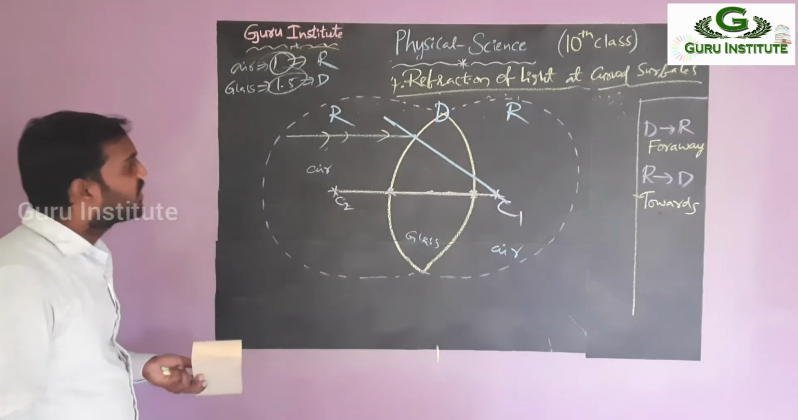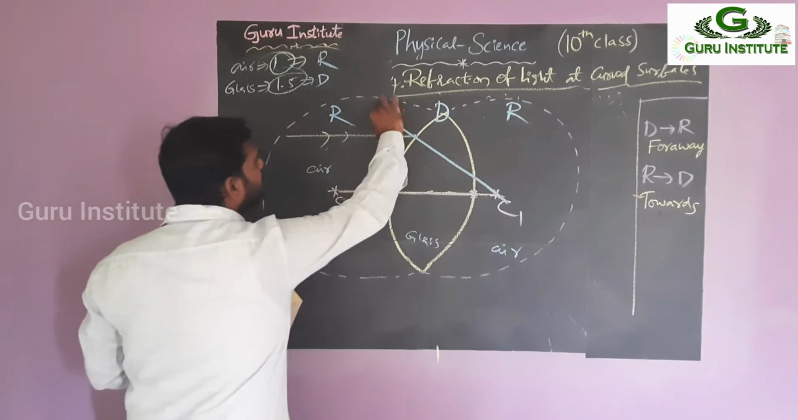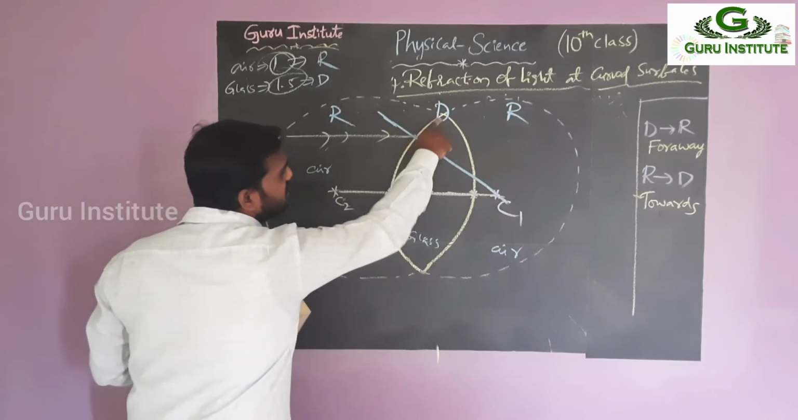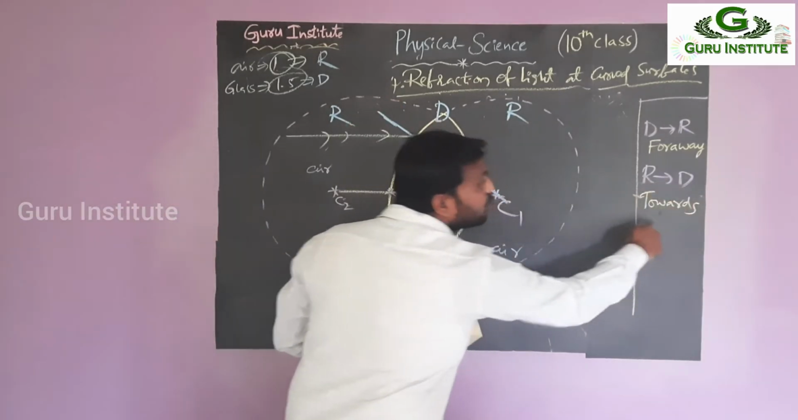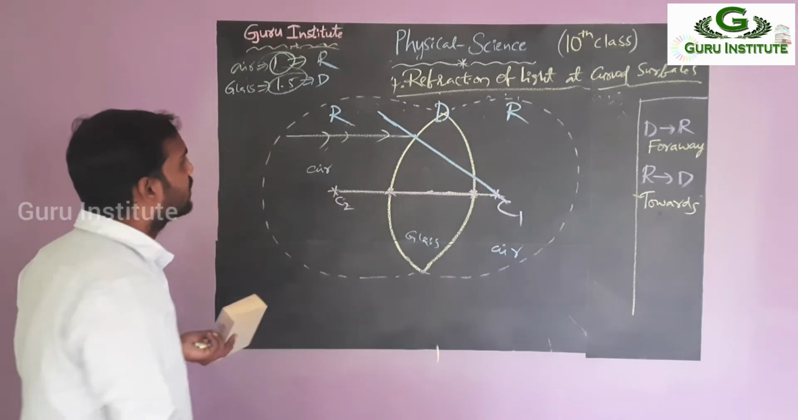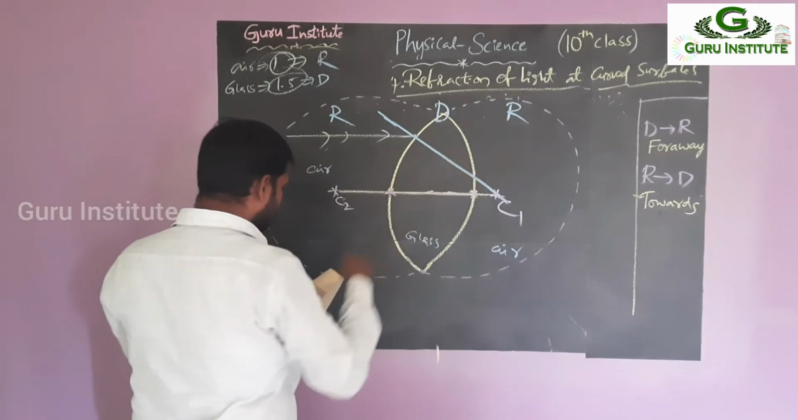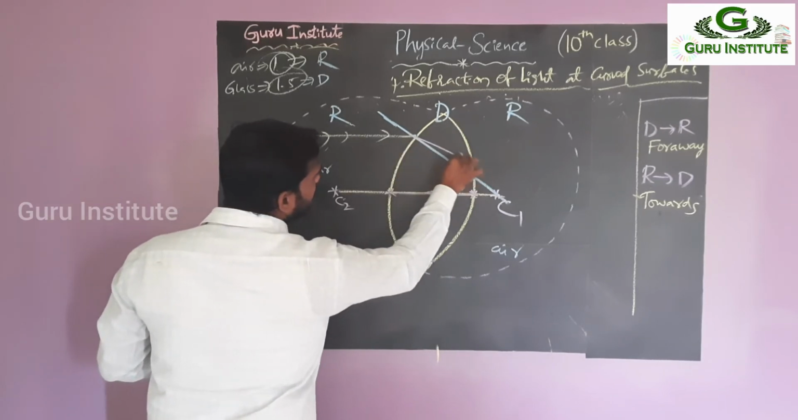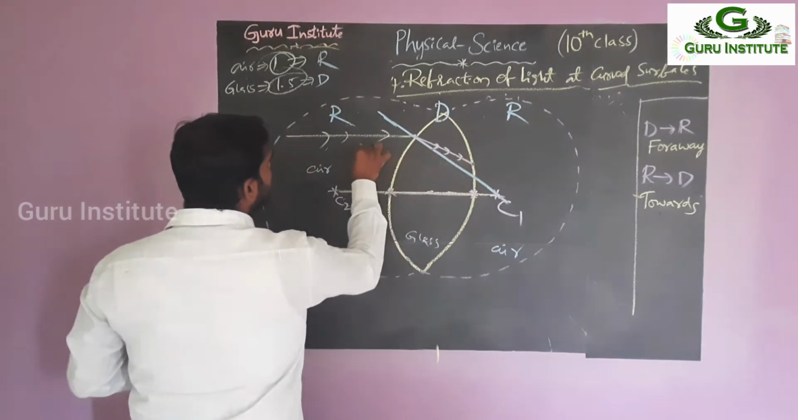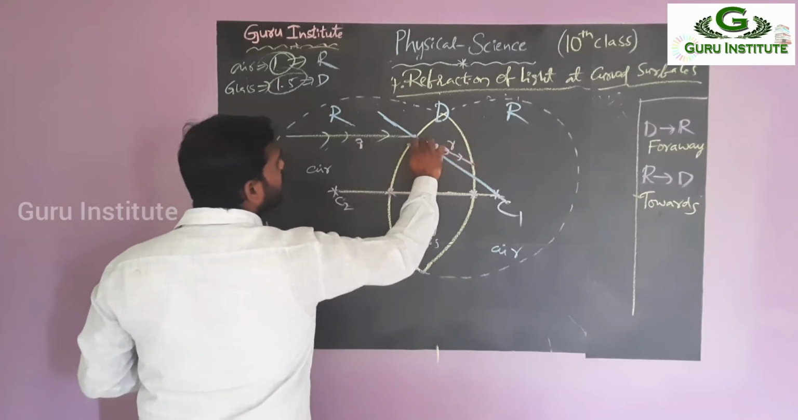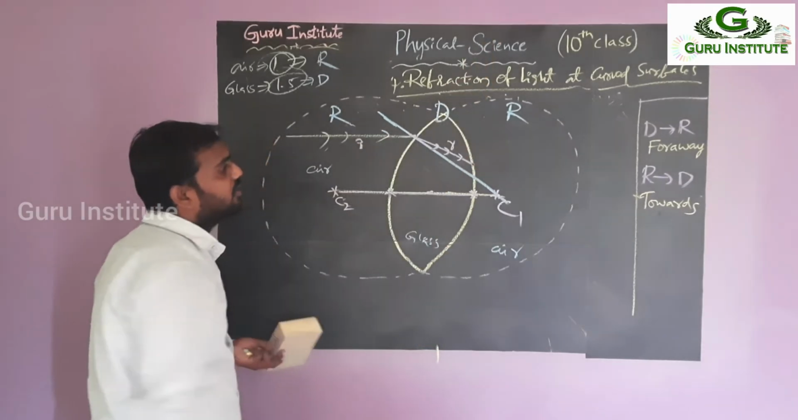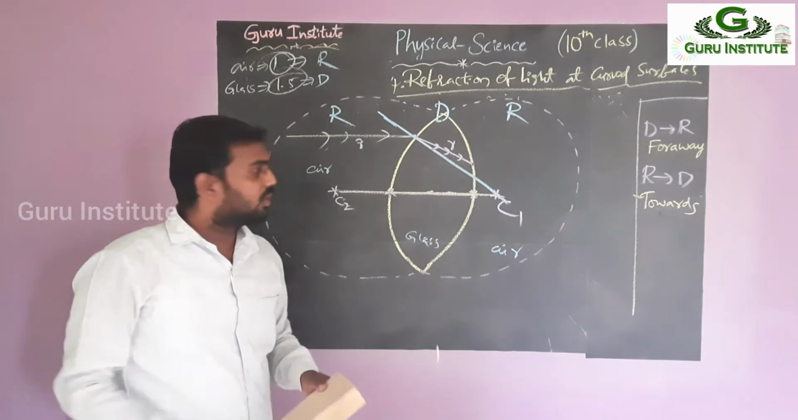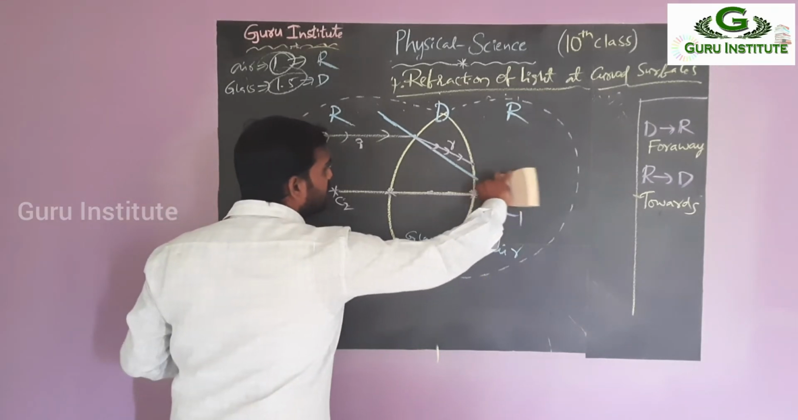Here, right? So according to our knowledge, up to now we are seeing rarer to denser. What happens? Rarer to denser goes towards the normal. So it will be falling like this. This is the incident ray. This is the refracted ray. If you go to the upside, it is far from the normal. Okay? Over. Next, for our convenience, I am erasing this one.